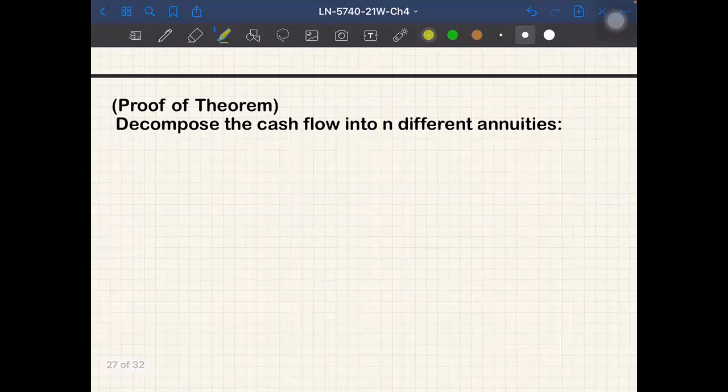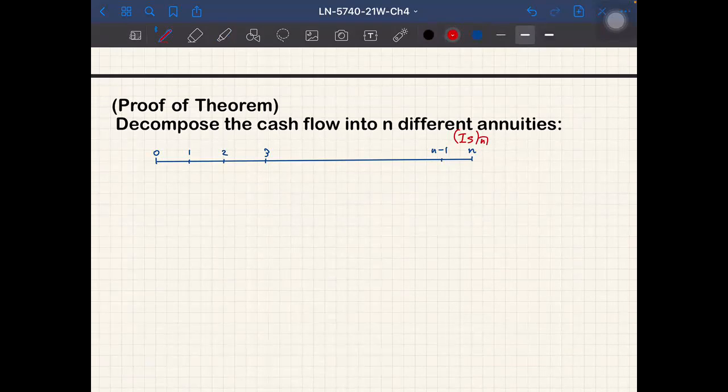Okay, so the proof. For the increasing annuities, we decompose this cash flow into n different annuities. So time points 0, 1, 2, 3, up to n minus 1, n. We want to calculate this accumulated value (Is) angle n, but we decompose the original cash flow.